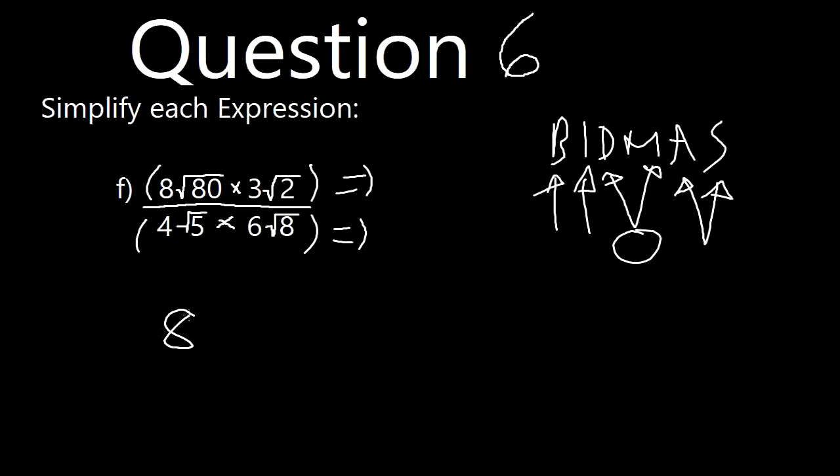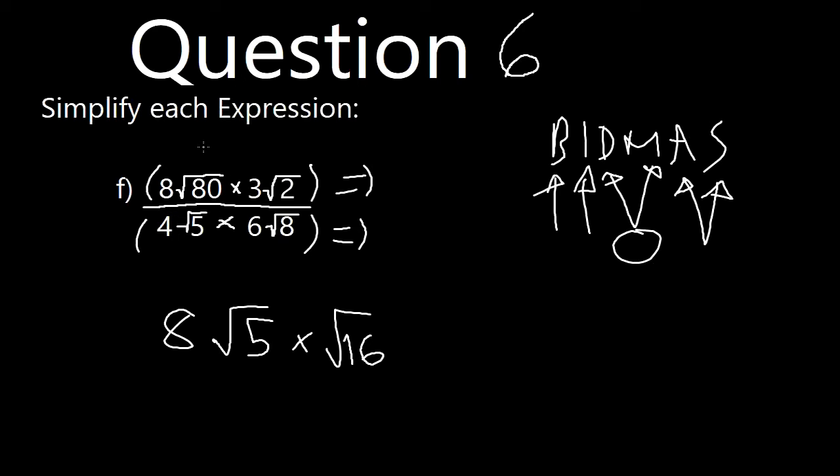So we have 8 and then root 80. So what can we do to simplify root 80? Okay, so just taking a guess, I think that 16 is probably a good square number that would go into 80. So 80 divided by 16 gives me 5. So yes, it does go in. So root 80 can be rewritten as root 5 times root 16. Okay, so that's this number here.